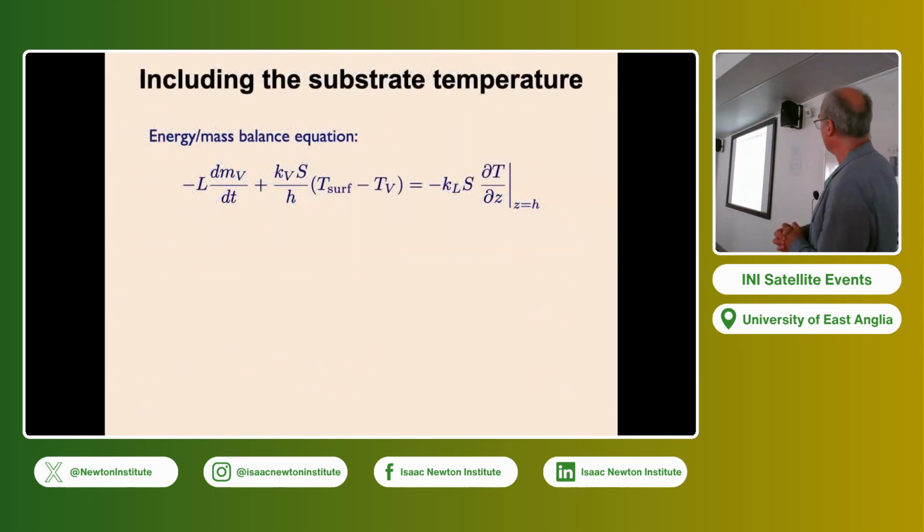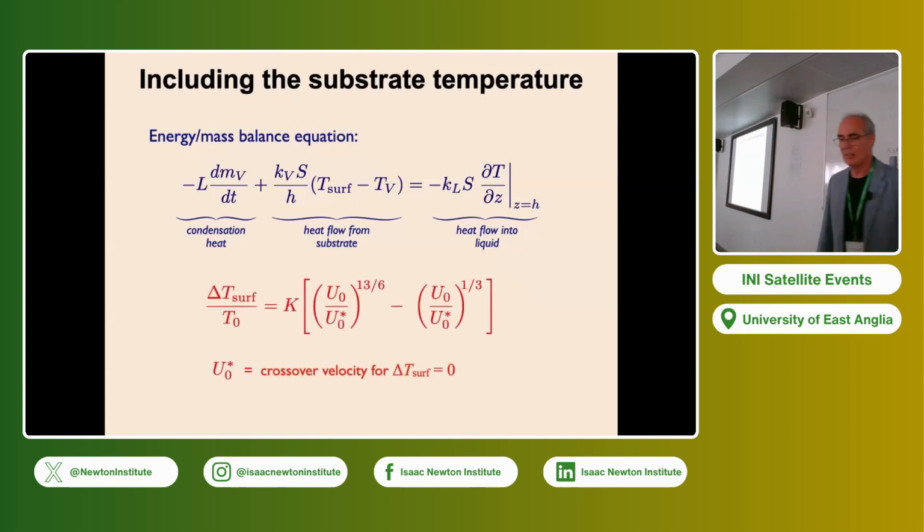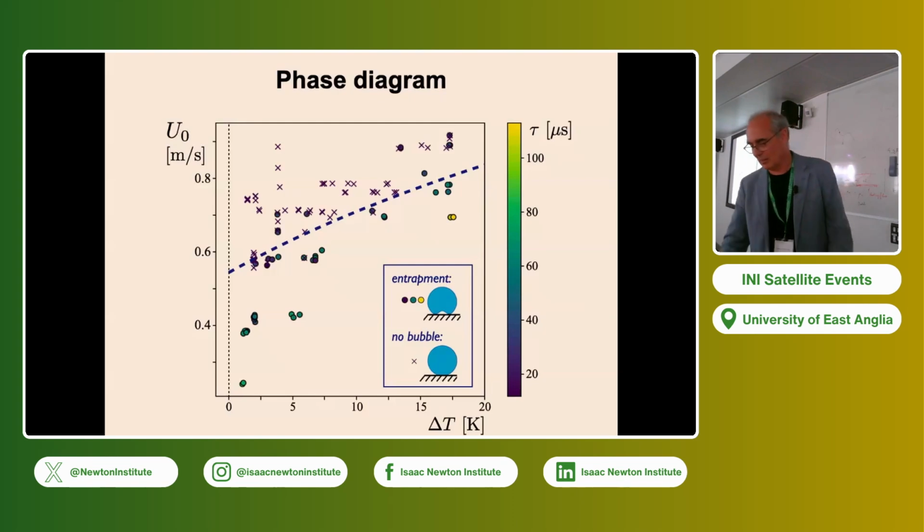Good. So we can include the substrate temperature in this whole picture by, instead of just having the condensation heat and the heat flow into the liquid, also having a term for the heat that comes from the substrate, which basically also needs to be transported away. So it's a parasitic term that comes in on top of the condensation heat, so you can condense less. And if you do some algebra with that, in the end you get an expression for the superheat of the surface in terms of the velocity, rescaled with the crossover velocity that we find for delta T is zero. And we can plug that into the phase diagram, and we get a nice crossover between the two. There is a single fitting parameter in that, so we can get it to fit anyway. But it nicely predicts the way that the boundary is supposed to be.